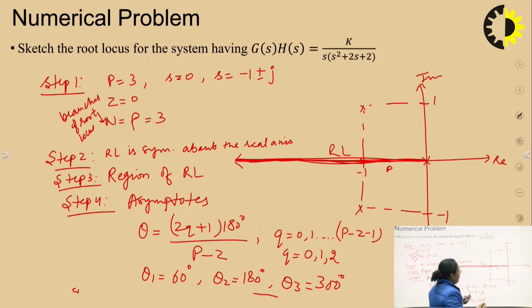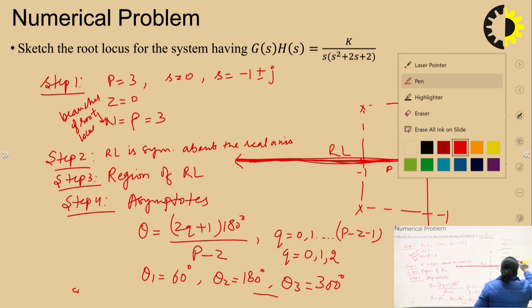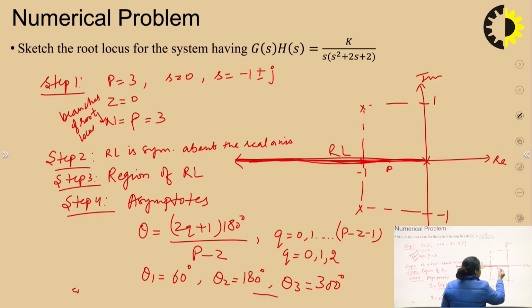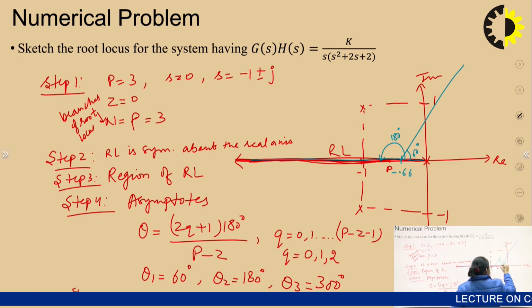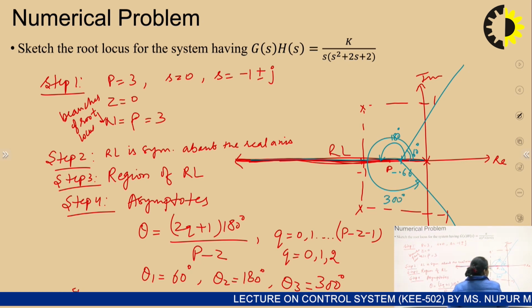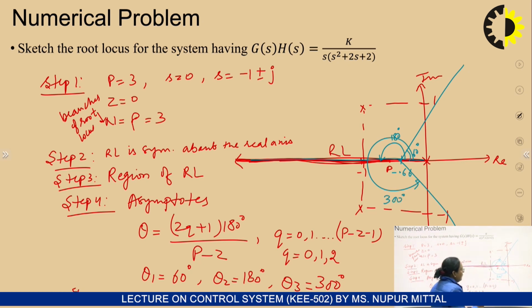So let me draw the centroid at -0.66, let us assume. So this is the centroid. And now from the centroid, I am drawing the 3 asymptotes. This is, let's say, 60 degree. Then another one is 180 degree. And then 300. This is the 300, because these are the asymptotes.